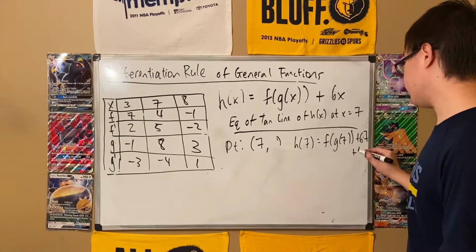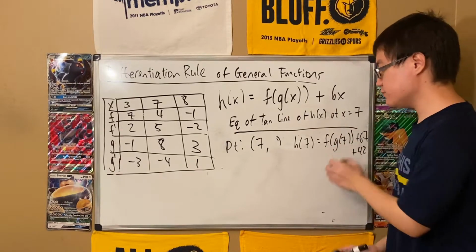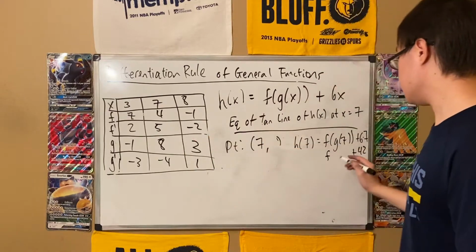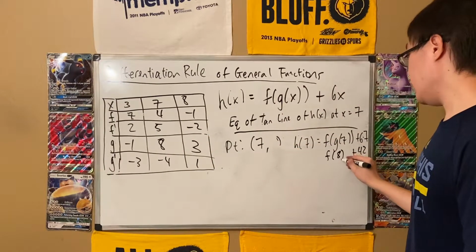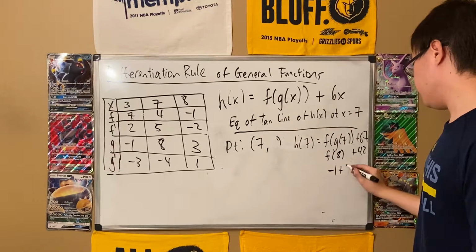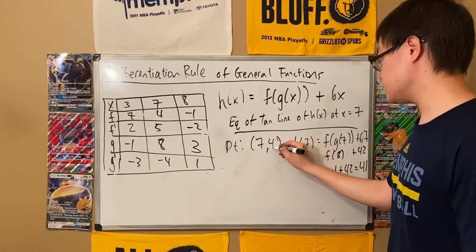6 times 7 is 42, but this is not f of 7, this is g of 7 first. So let's find g of 7. g of 7 is 8. And then find f of that, so that's negative 1. So it's negative 1 plus 42, which is 41. So this is the y coordinate of this point.